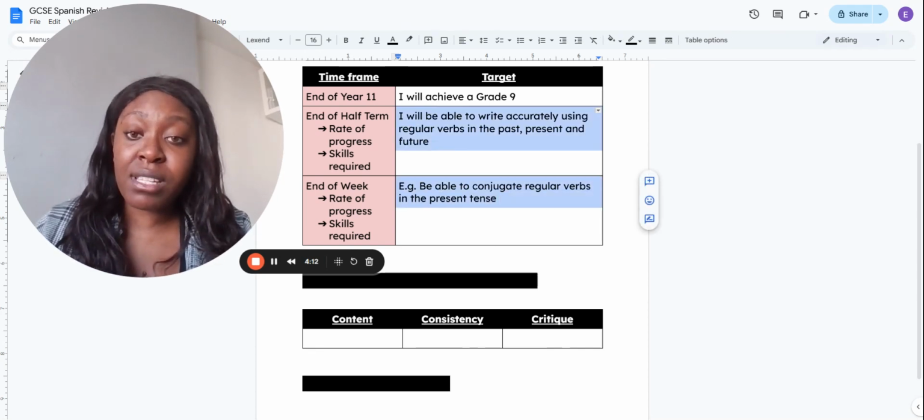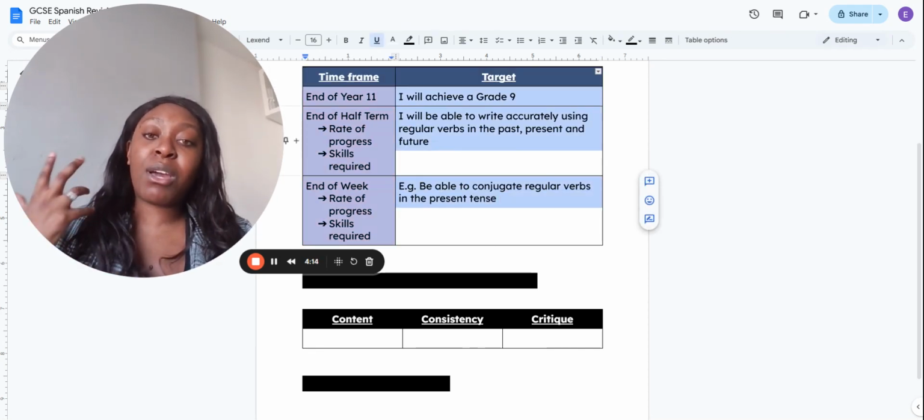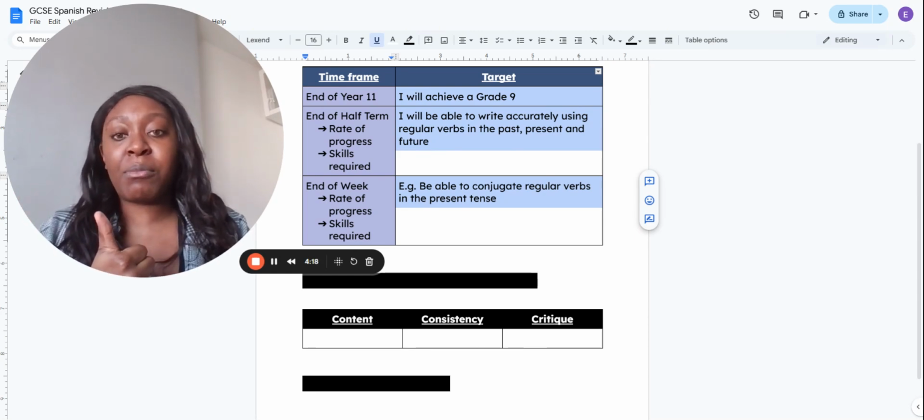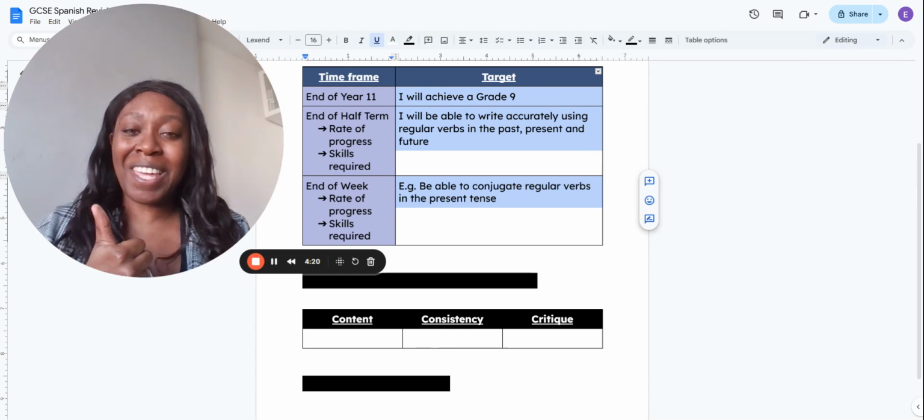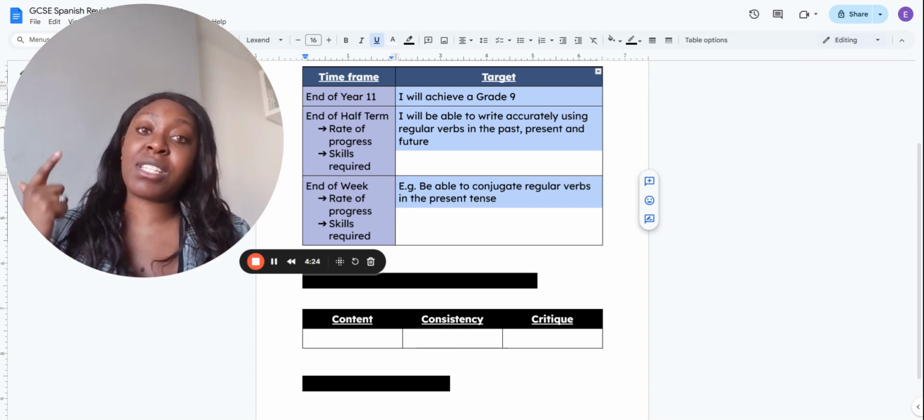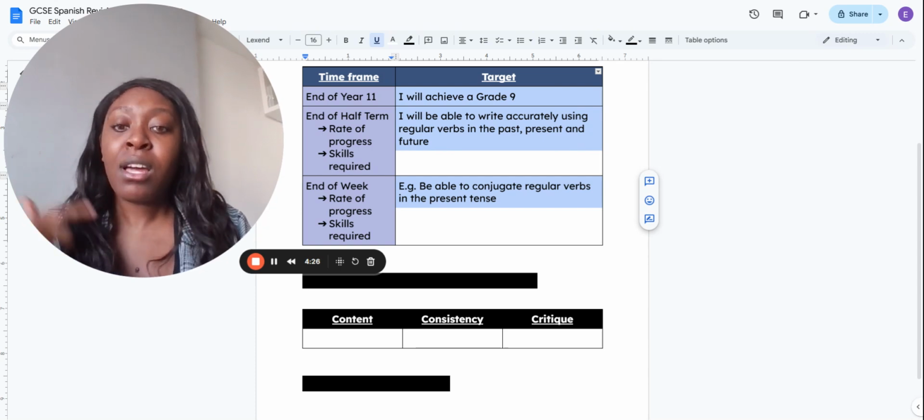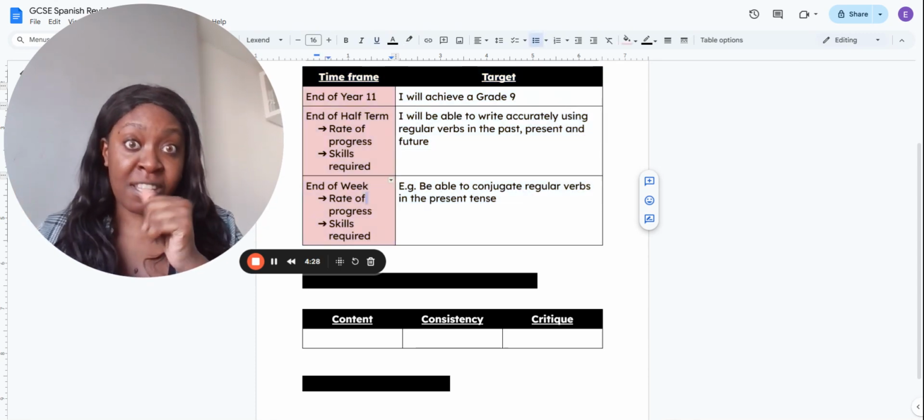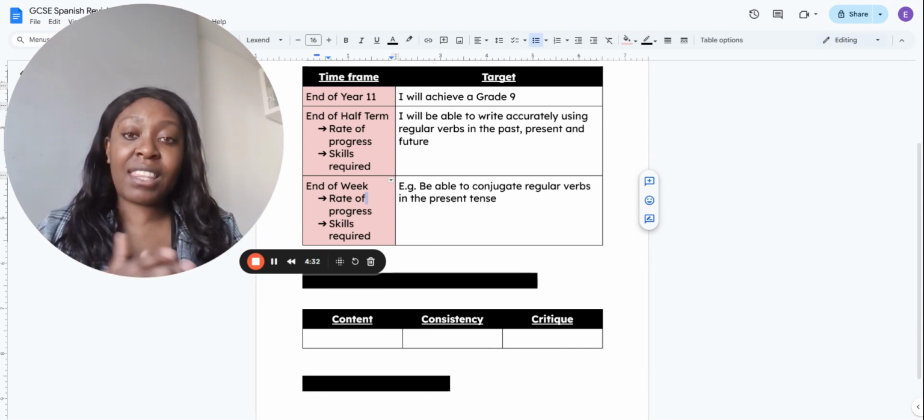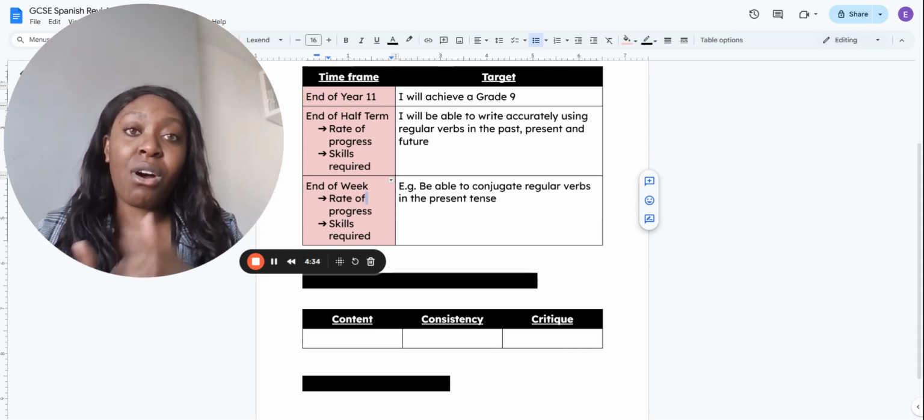But a child, all of the time, should be aware of these 3 things: what they want to get by the end of year 11, where they need to be by the end of the half term in order to stay on track for that target, and where they need to be at the end of the week in order to stay on track for that end of half term and end of year 11 target. That then guarantees that your child is always on track.